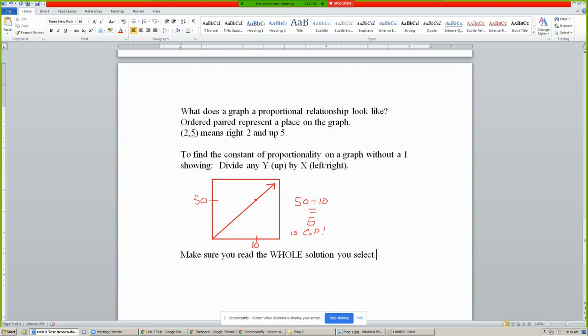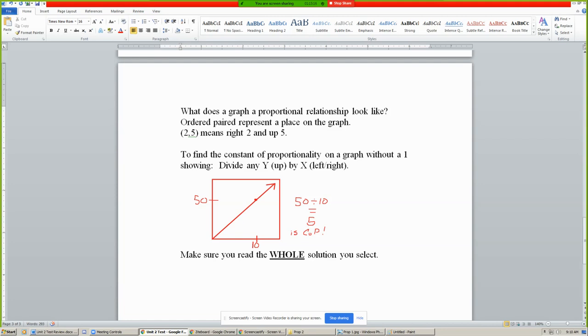you read the whole solution that you select, because there's going to be 3 or 4 of them that look really similar. You know, the constant of proportionality was this, and it means this per minute. It means this per second. It means this per hour. Okay. You need to make sure that you have that down, that you're picking the correct one. Don't get it right and then miss it because you were too lazy to read the whole question.